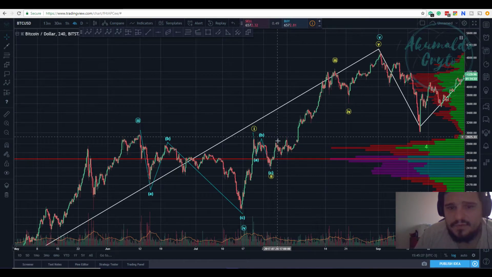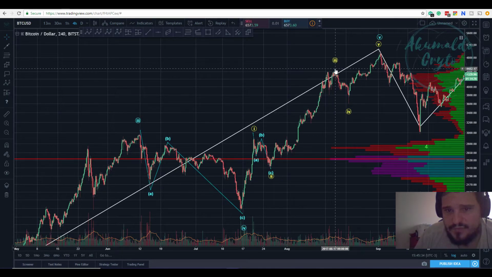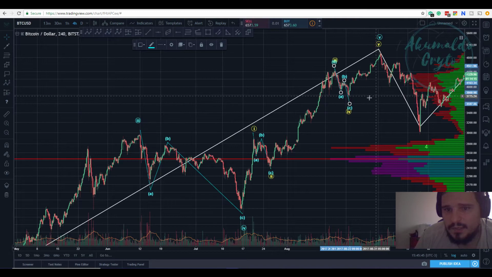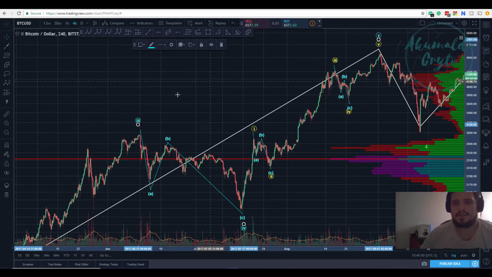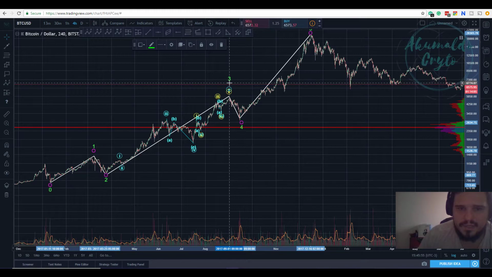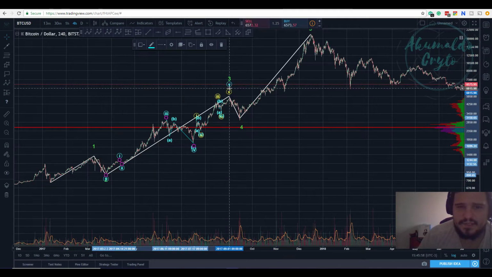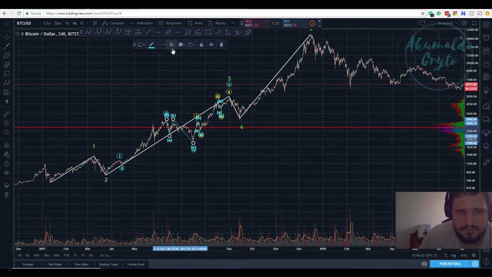And then we have a 1, 2, 3, 4, 5. And then an ABC. This is a really clear ABC, right? A, B, C. Then 1, 2, 3, 4, 5 to finish our 5. Okay? This is a really clear example of what we have. Waves within waves within waves. You see? This color here is not good.